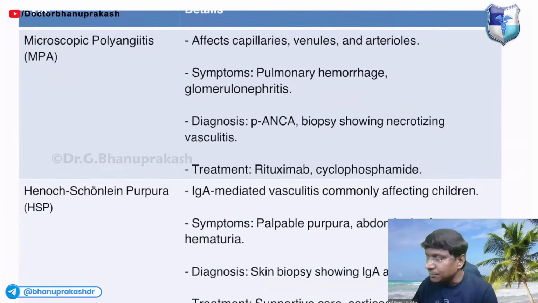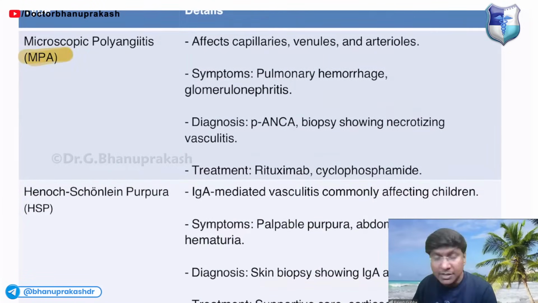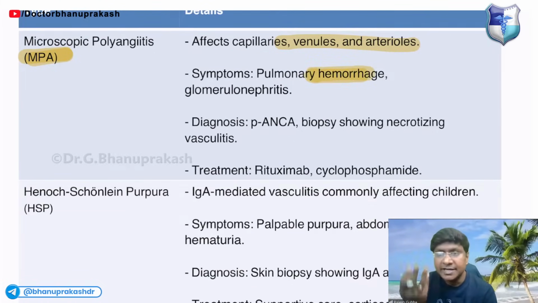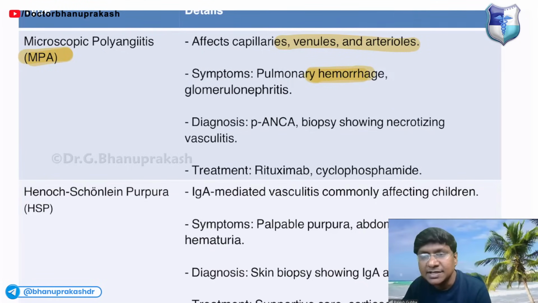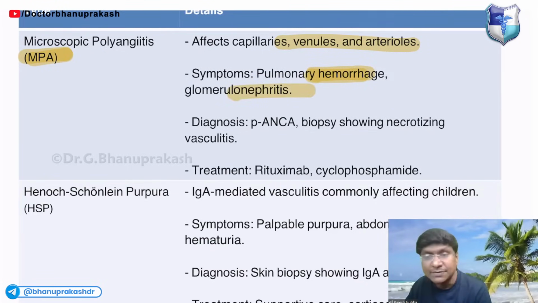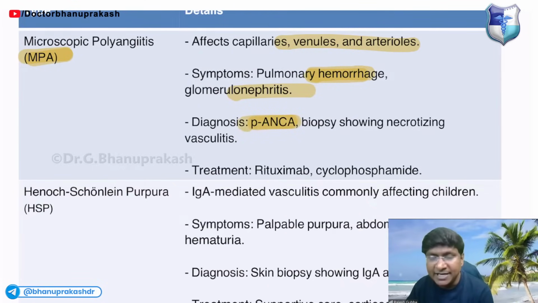And the last important form of small vessel vasculitis is microscopic polyangiitis, where you have involvement of venules, capillaries, as well as arterioles. So what will be the problem? There can be rupture of the capillaries within the lung resulting in pulmonary hemorrhage, and there can be rupture of the glomerular capillaries resulting in glomerulonephritis. In microscopic polyangiitis, you will have P-ANCA. And P-ANCA is not only present in microscopic polyangiitis, even in Churg-Strauss syndrome you'll have P-ANCA present.